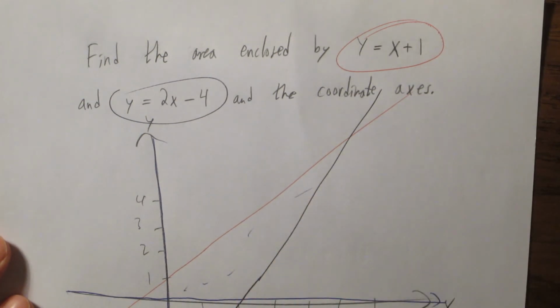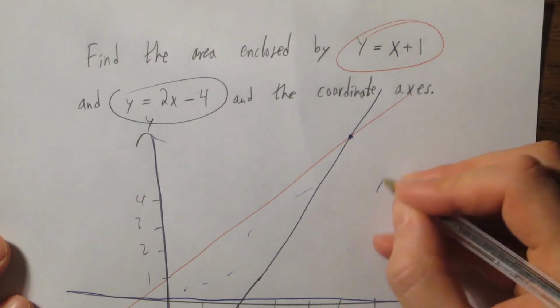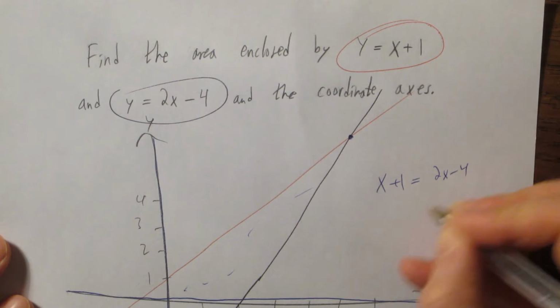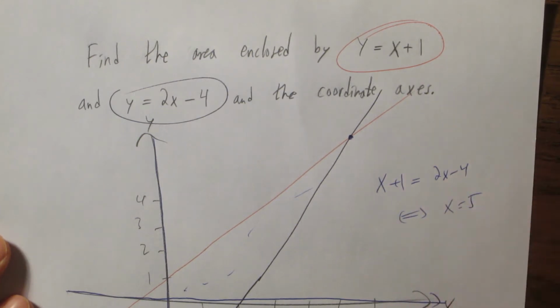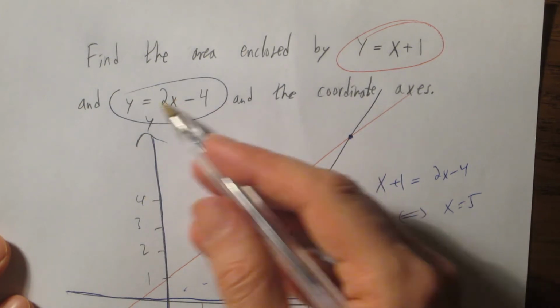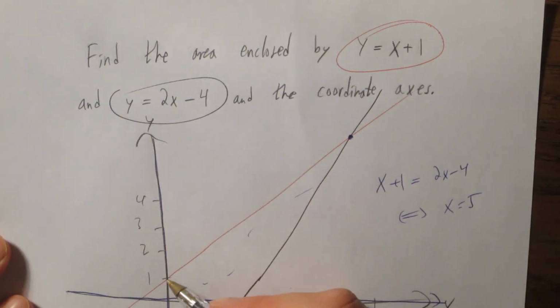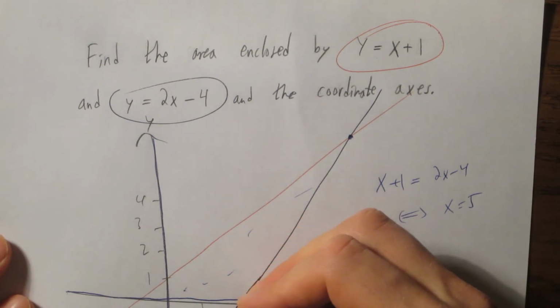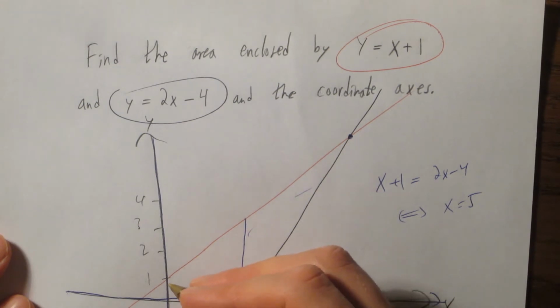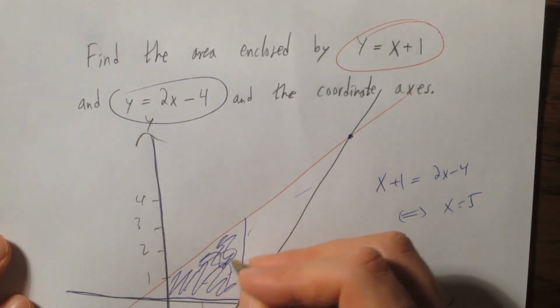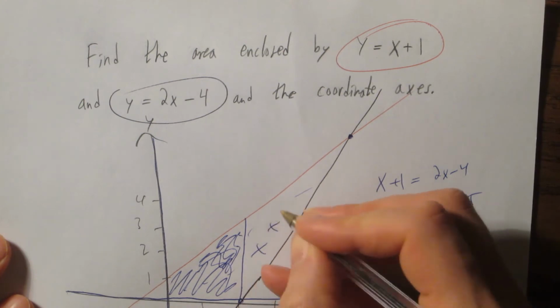Now, where do they intersect? Here. What's the x value there? Well, x plus 1 is 2x minus 4. x is 5. This is 2, because 2 into this function gives 0. Here we have 0.1. But anyway, so we're going to divide up the area into two parts. This is the area 1. This is area 2.